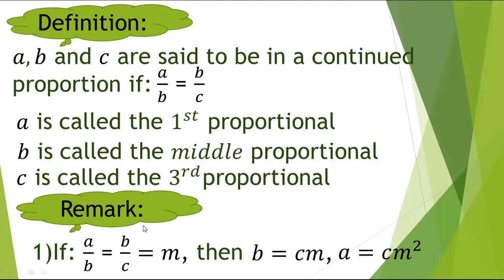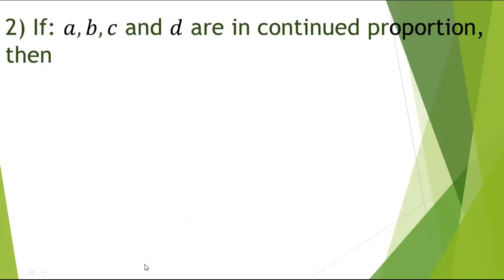Again, this part: B equals Cm, by cross multiplication. B over C equals M, then B equals Cm. By the same way, A over B equals M, then A equals Bm. But we have B equals Cm, so substitute, then A equals Cm power 2. Then keep it as B equals Cm and A equals Cm power 2. And this is the key for solving any question.